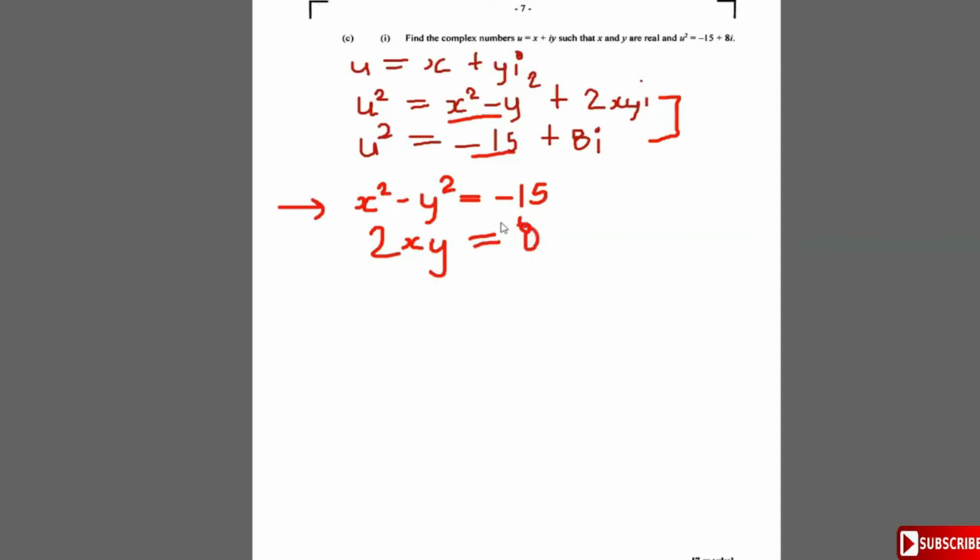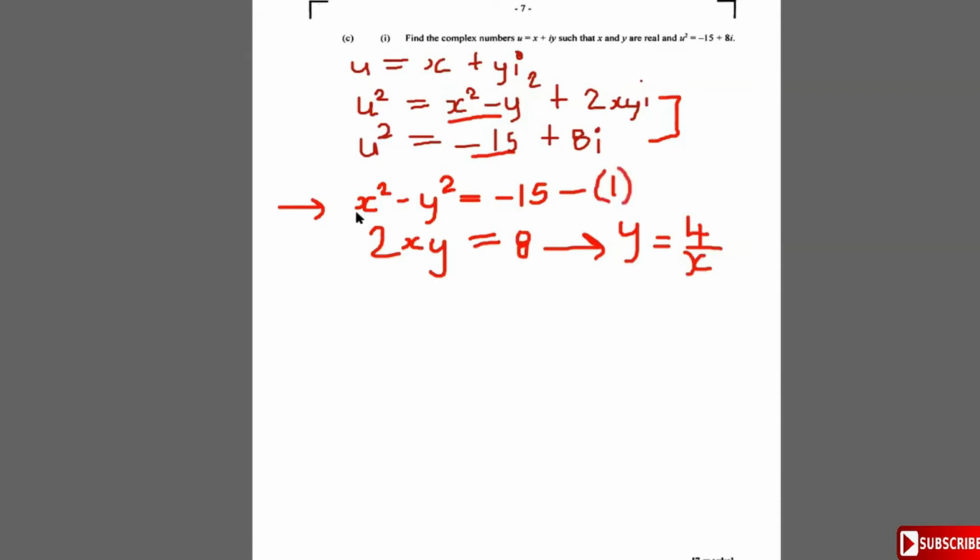2xy must be equal to 8. So if 2xy is equal to 8, then what we can do is make y the subject. To make y the subject, we divide both sides by 2x, and we're going to get y is equal to 4 over x. If y is equal to 4 over x, we're going to substitute that into equation 1.